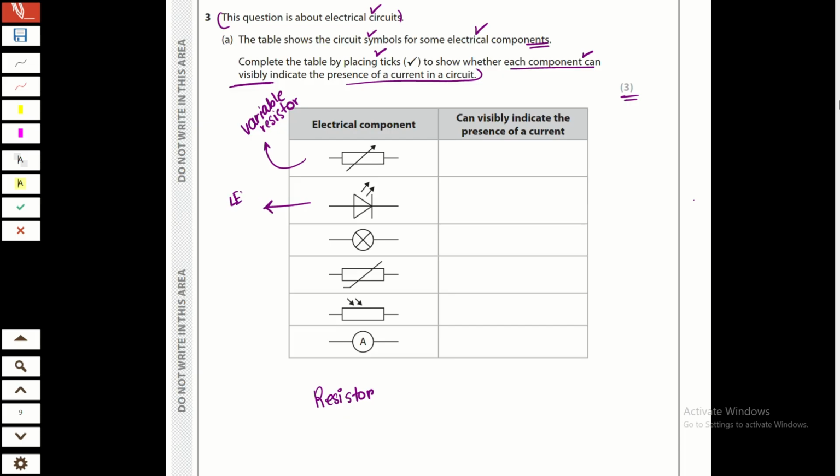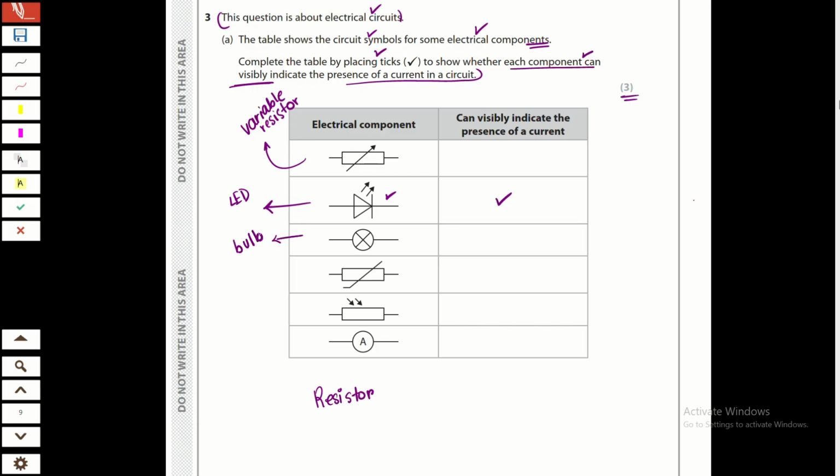Okay, now this is basically an LED, which we call a light emitting diode, and this indicates the presence of a current in a circuit. If the current flows in the allowed direction, and not in the direction opposite to the restricted direction, only then the LED will glow. In other words, this can actually indicate the presence of current in a circuit visibly. So this would be our correct answer.